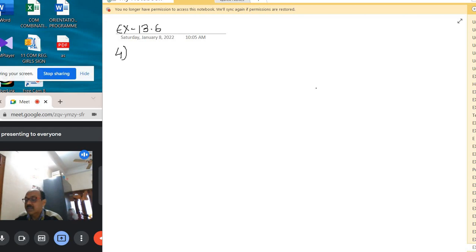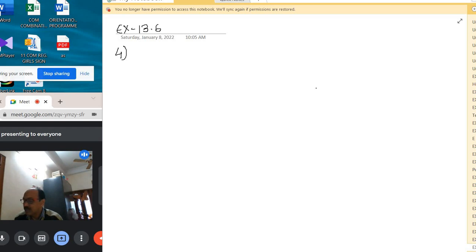Chapter Surface Areas and Volumes. Exercise 13.6, Question number 4. The question is, if the lateral surface of a cylinder is 94.2 centimeter square and its height is 5 centimeter, then find the radius of the base and its volume. Use pi equal to 3.14.